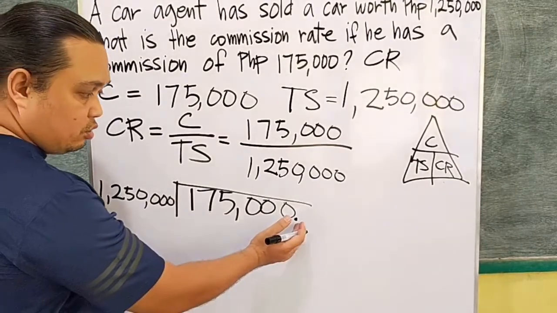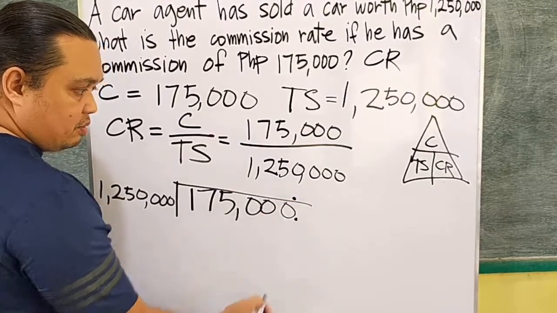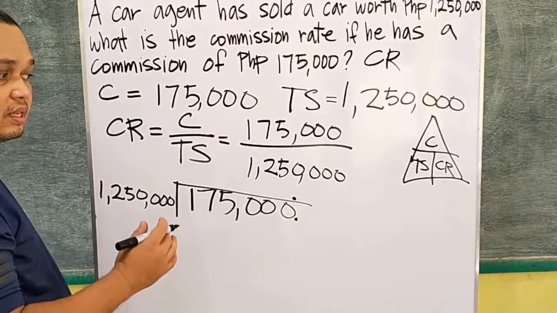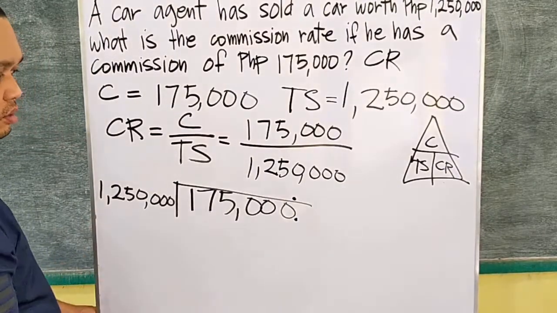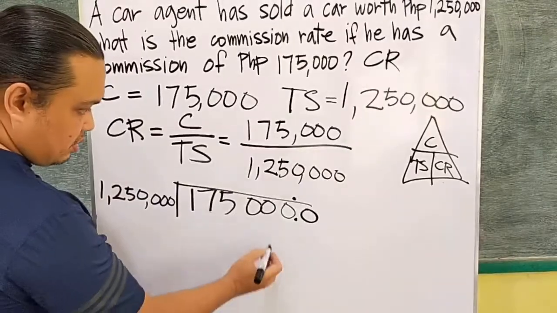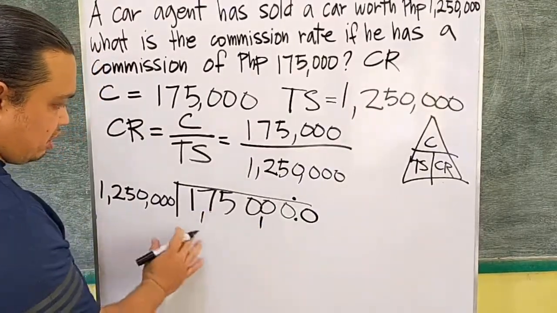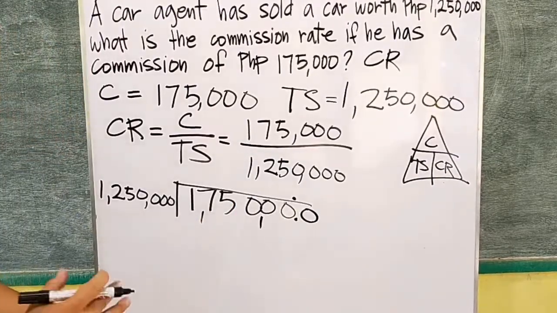But we need to put a decimal point here and also above, because we are now dealing with decimal numbers. Numbers that are less than 1. So let's add 0 here. And this will become 1, 2, 3, 1, 2, 3. That's 1,750,000. So we can now able to divide.